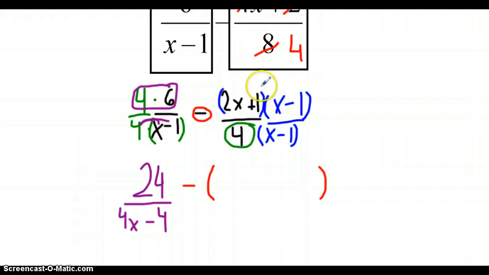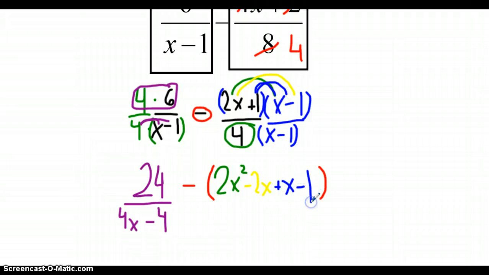Many of you may remember we need to do FOIL. So I'm going to multiply my first terms together, and that will give me 2x squared. I'm then going to multiply 2x by negative 1. These are our outside terms. That gives me negative 2x. I'm then going to multiply my 1 times x, and then my 1 times negative 1. So I'll end up with plus a single x and minus 1.